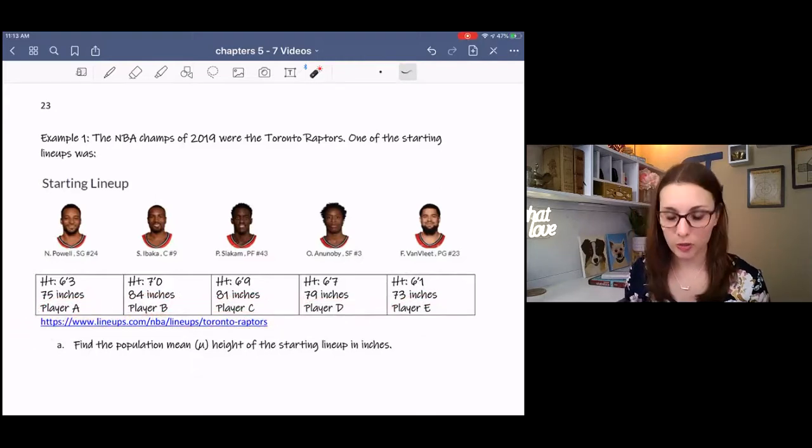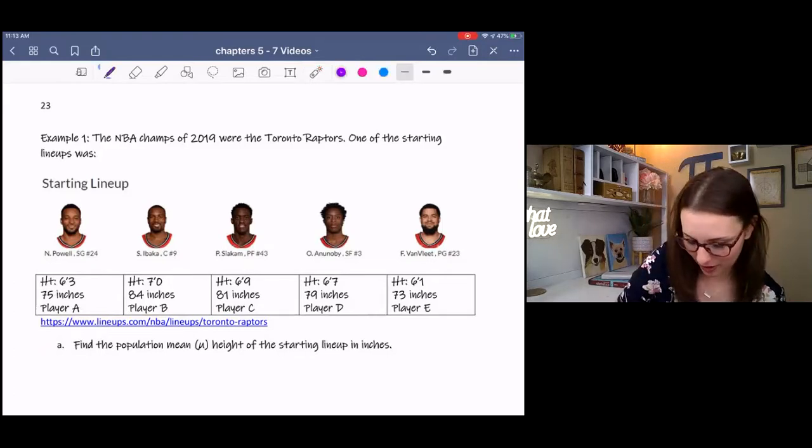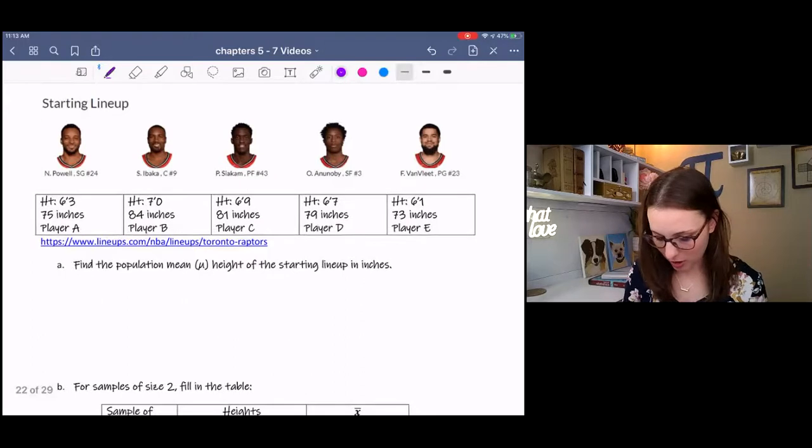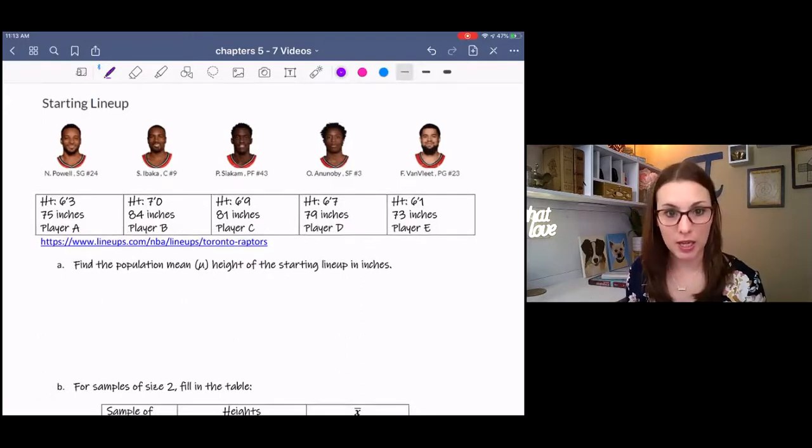So hopefully it's true information. I don't actually really watch basketball, love basketball, but I don't have TV, so I don't really watch anyway. Hopefully it's true. Looked it up online. It's true, right?